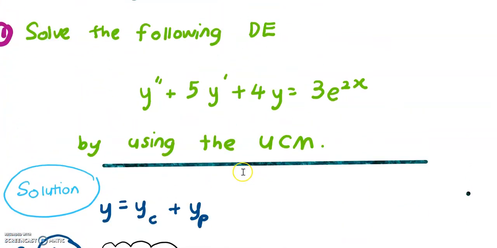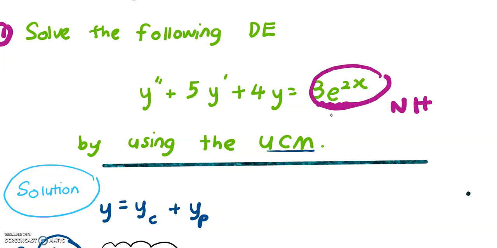Solve the following differential equation: y'' + 5y' + 4y = 3e^(2x) by using the UCM. Even though the question doesn't guide you to use the UCM, you can get the idea that this question can apply UCM, because first, this is a non-homogeneous equation of second order, and you have f(x) in the form of C e^(kx), which is under case 2.